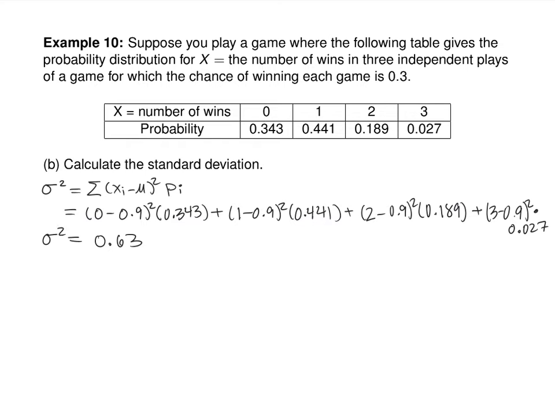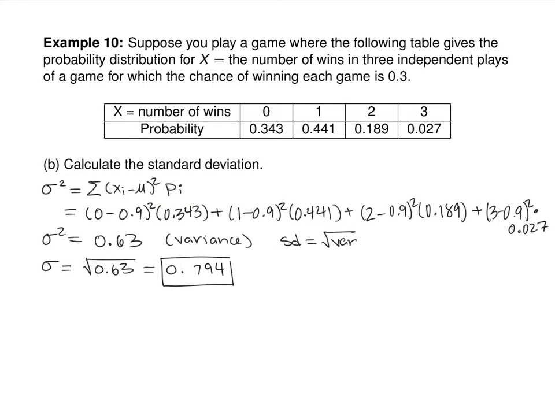Okay, and technically sigma squared is this thing called the variance. And how that relates to standard deviation is that standard deviation is equal to the square root of variance. And the standard deviation symbol is just plain old sigma. So sigma is root of 0.63, which is about equal to 0.794.